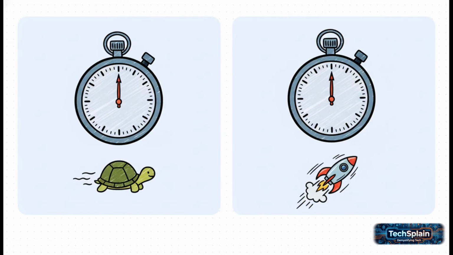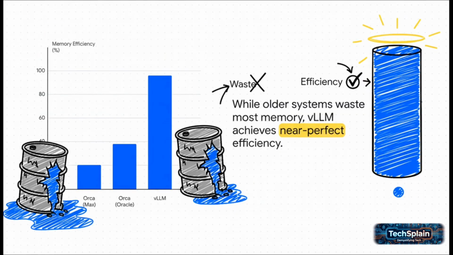And look at the direct impact on speed. A task that might have taken 40 seconds before these optimizations now takes just 9. That is a game changer for the user experience. It's the difference between something feeling sluggish and something feeling instant. And this chart just says it all, doesn't it? Let's go back to our memory waste problem. Remember those old systems hovering around 20 to 40% efficiency? Well, vLLM with paged attention hits an incredible 96.3% memory efficiency. They've practically eliminated the waste altogether.